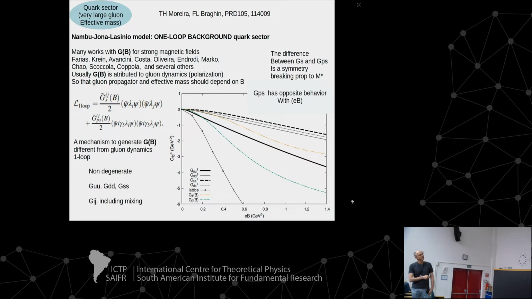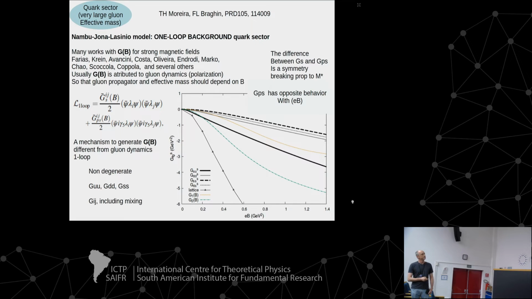Since they are flavor dependent, we have up, down, and strange. They are different among each other when plotted against the magnetic field. And then here, there is also a comparison with lattice results. Those are results that were extracted to match the lattice with Nambu-Jona-Lasinio.